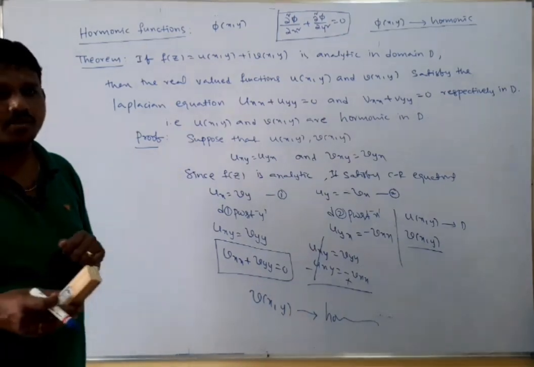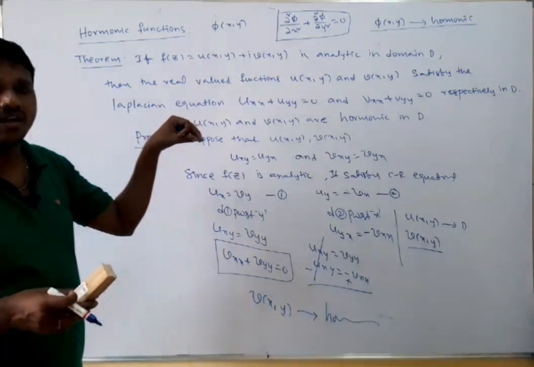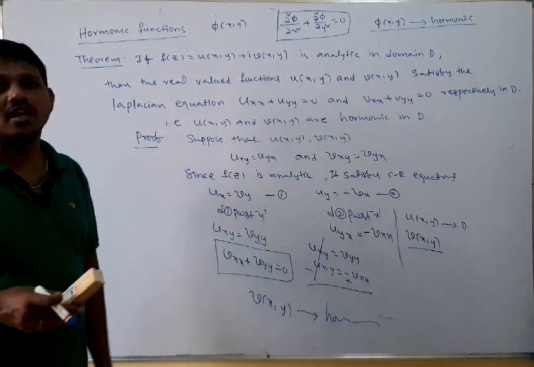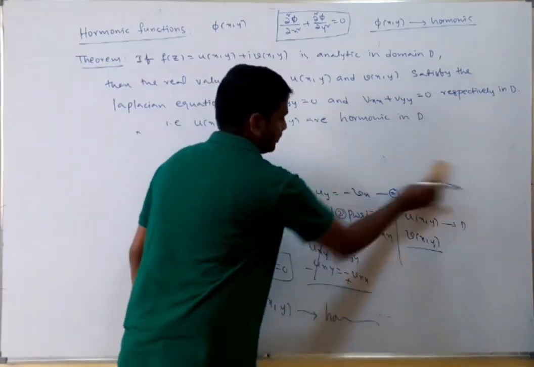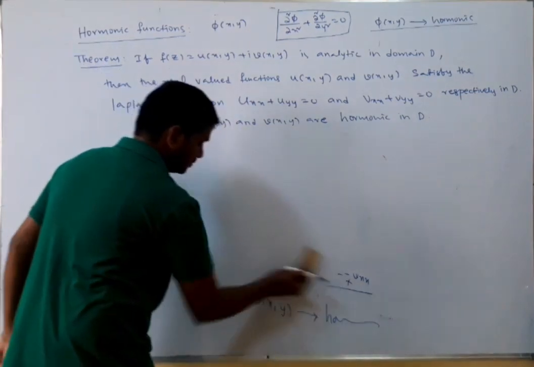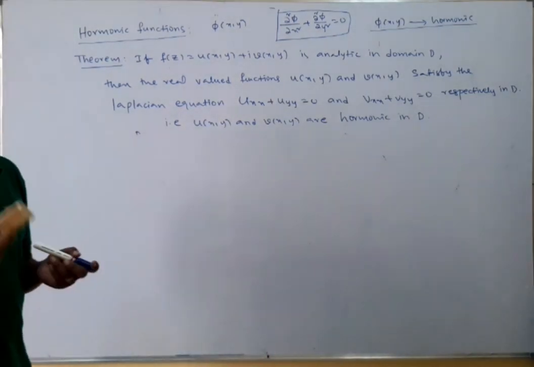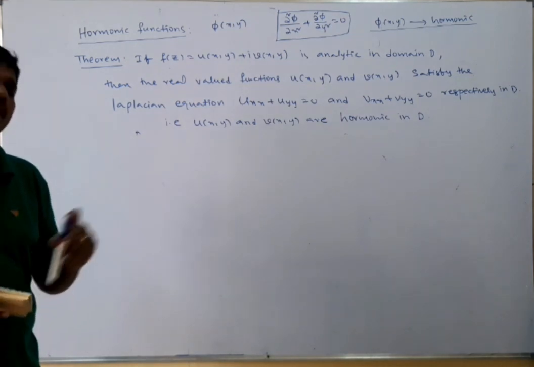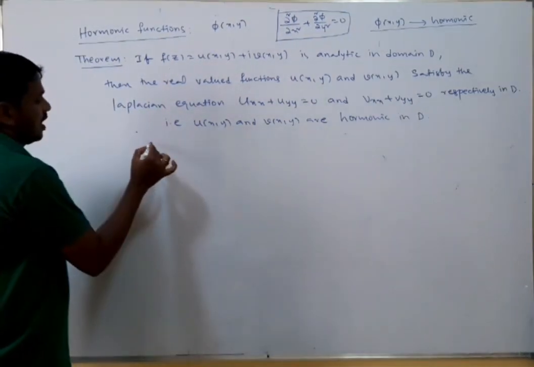Now the converse of this theorem need not be true. If the real and imaginary parts satisfy the Laplace equation, that is, they are harmonic functions, then f of z need not be analytic. Now we go for the converse of this theorem. The theorem statement is: if the function is analytic, then the real and imaginary parts are harmonic. If the real and imaginary parts are harmonic, then the function need not be analytic. The converse is not true.